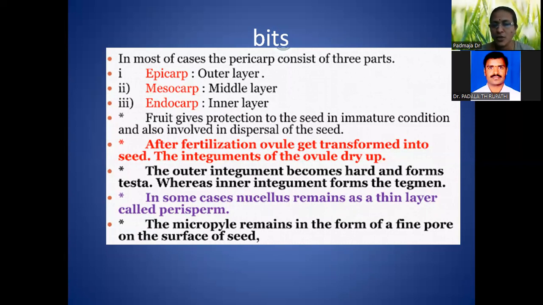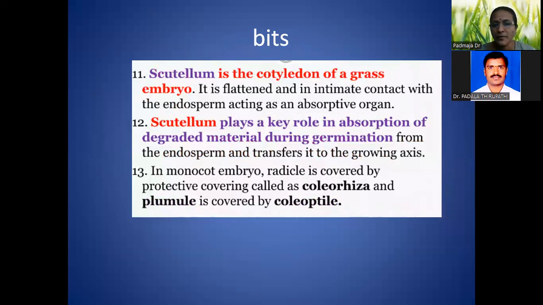After fertilization, the ovule gets transformed into the seed. The integuments of the ovule develop into the seed coats. The outer integument becomes hard and forms the testa, whereas the inner integument forms the tegmen. In some cases, the nucellus remains as a thin layer. It is called the perisperm, and it is an important one.